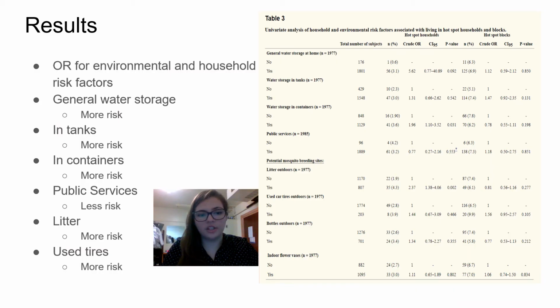The next factor they looked into was environmental and household risk factors. They found that having general water storage in the home was 5.62 times more likely to live in a hotspot area than households that did not. In addition to this, they found that when those water storage areas were in tanks or containers, they were at more risk, with containers having 2 times more risk than those who did not. In addition, they found that accessibility to public services showed less risk, while households with litter, used tires, and other potential water reservoirs where mosquitoes could potentially lay eggs had a greater risk than those households that did not.